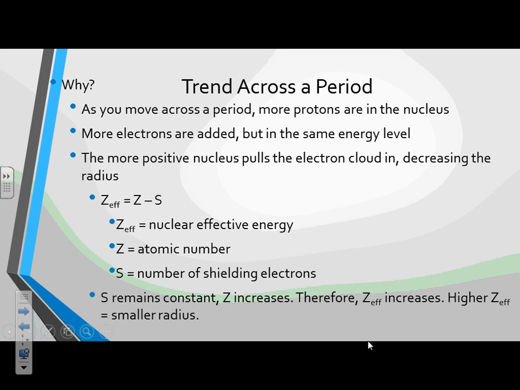And this equation is just a more mathematical representation. Z equals C minus S, and as you move across the period, S remains constant, but C gets larger, and therefore Z gets larger, and as Z gets larger, the atomic radius decreases. So S, you're saying, can you tell us more about what S is? It's the number of shielding electrons, and as you move down a group, which we'll get to later, the number of shielding electrons changes. So we'll explain the shielding effect on the atomic radius in a later slide.